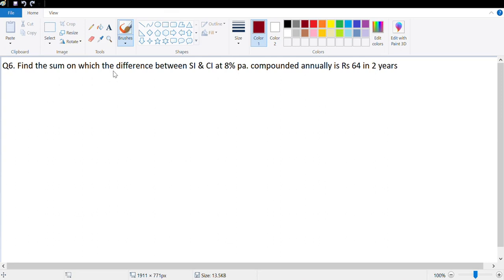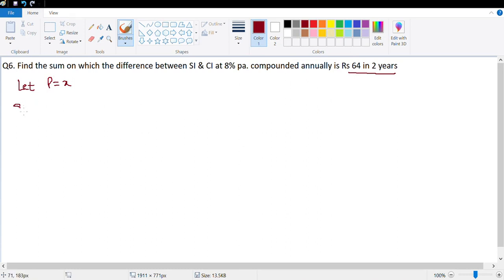Let us find the sum on which the difference between SI and CI at 8% compounded annually is rupees 64 in 2 years. Okay, so let's use a different method. Let P be equal to X. Instead of taking the unitary method where I've been taking 100 every time, let's try this method of X.